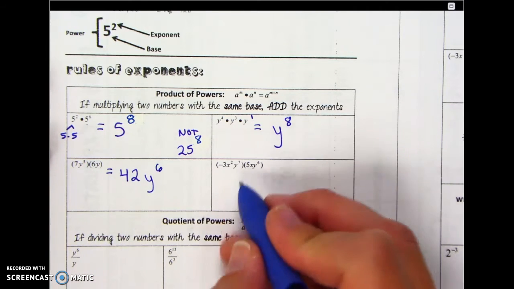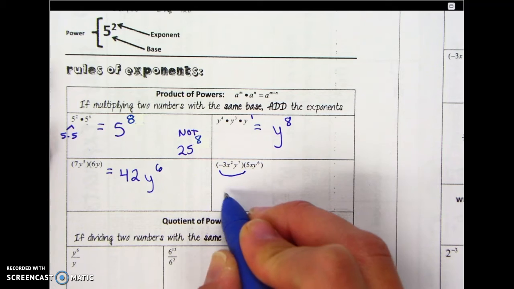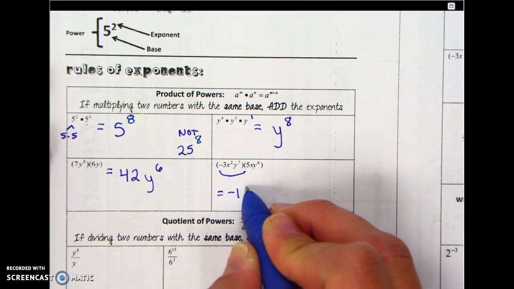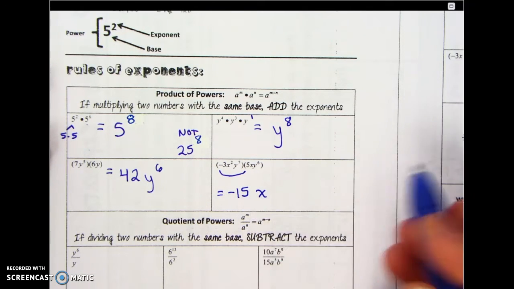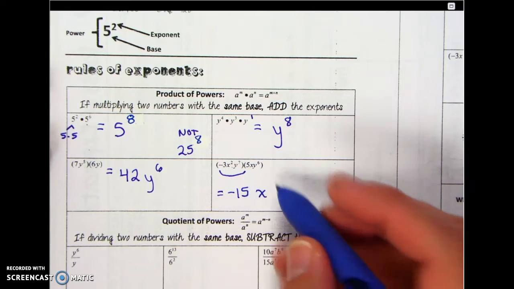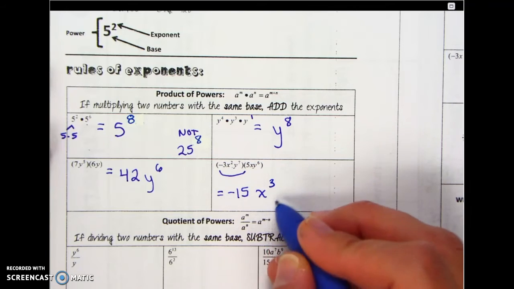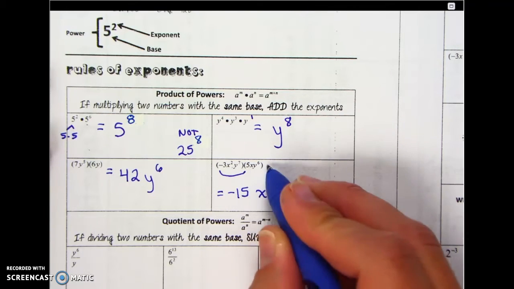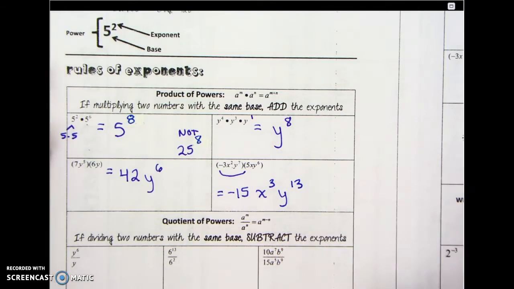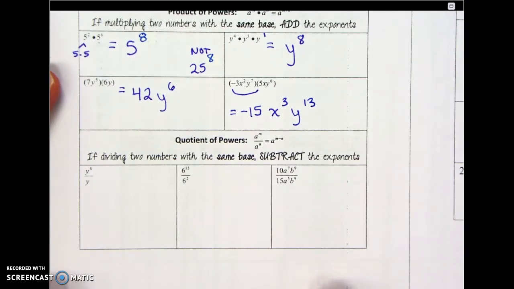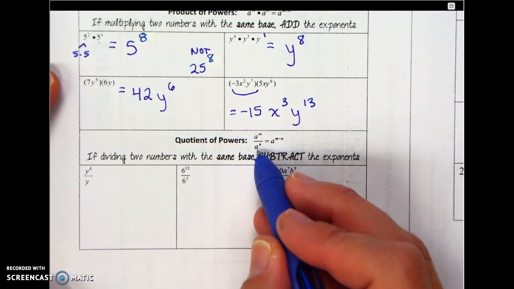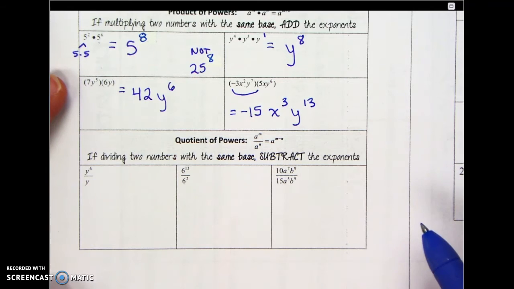All right, here we are going to multiply. Negative 3 times positive 5 is negative 15. How many x's do we have? We had 2 times 1, so we're going to have a total of 3. 2 plus 1 is 3. And how many y's? We have 7 and 6 make 13. Awesome. Keep going. Quotient. Anytime you divide the two powers, we're going to subtract the exponents.